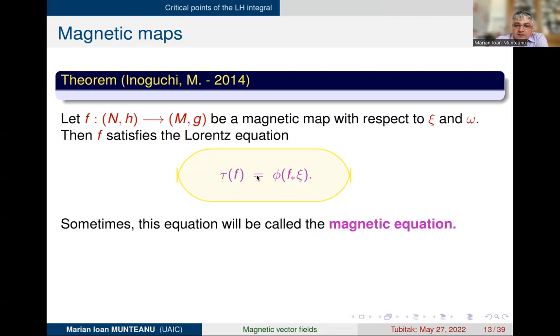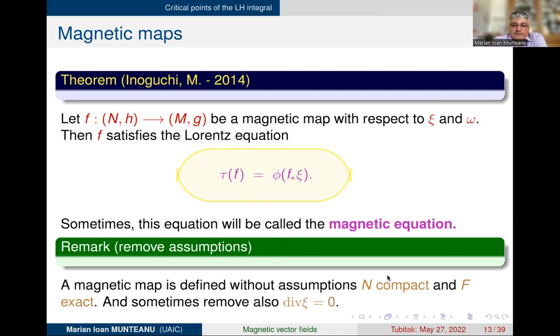And it is a tensorial equation, so we can cancel the property of N to be compact in order to consider the integral, and also we remove the assumption for psi to be divergence free. Sometimes we keep it, sometimes we can remove it, but in the definition we can remove it. Okay, so all these conditions can be removed. So we will consider a magnetic map that satisfies this equation.